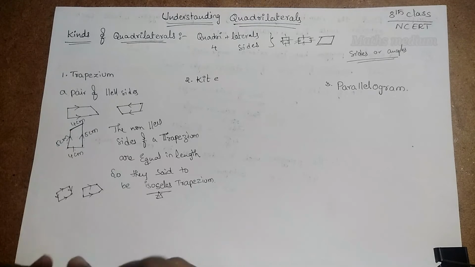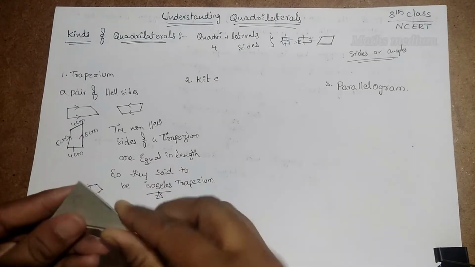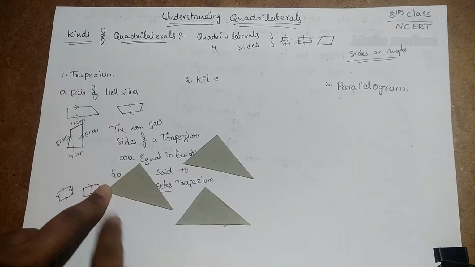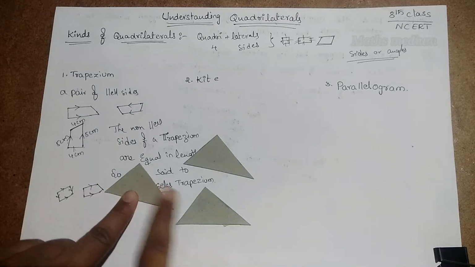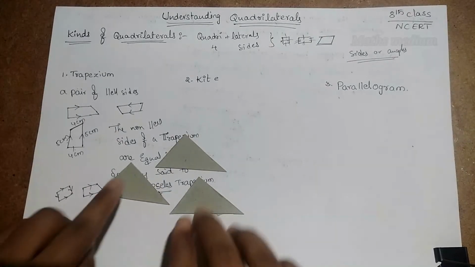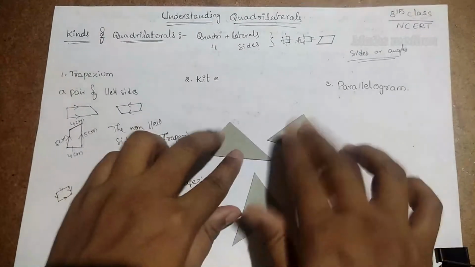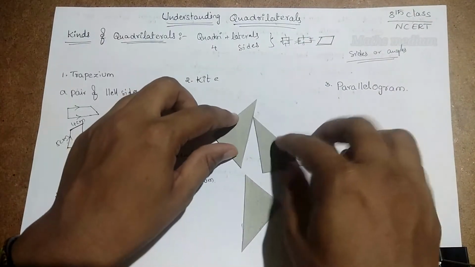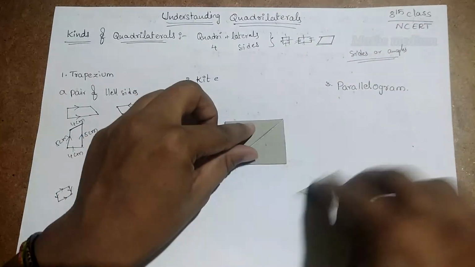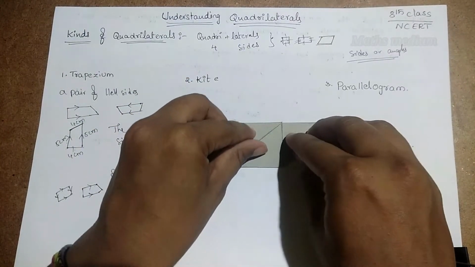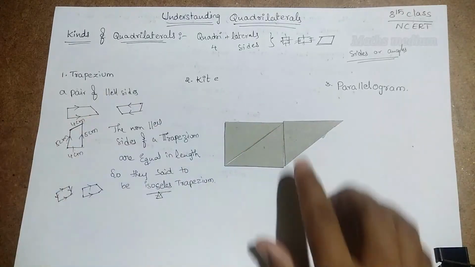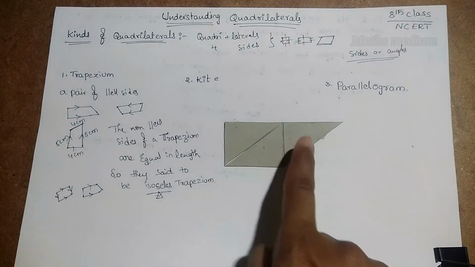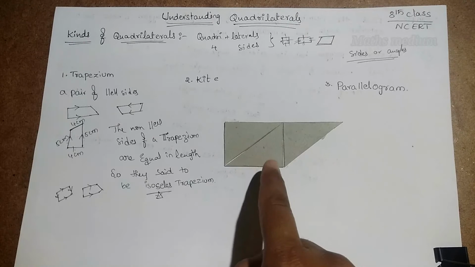Now I am taking 3 triangles with similar lengths on each side. See, this is 3 centimeters, this is 5 centimeters, this is 4 centimeters. Similarly, I have taken these 3 triangles. Let's arrange these triangles like a trapezium shape. Let's start. So I am now arranging like this. So this is the trapezium shape. See here, by using three triangles. This is 1, this is 2, and this is 3. By using three triangles, I made a trapezium.